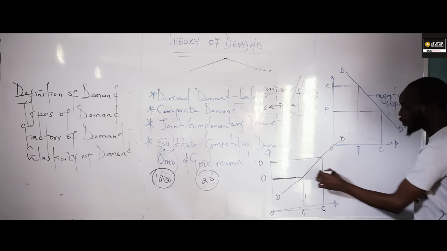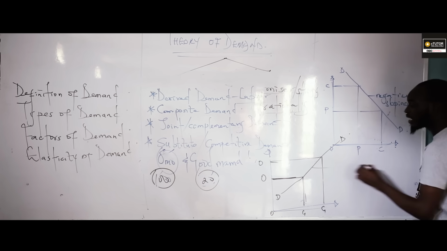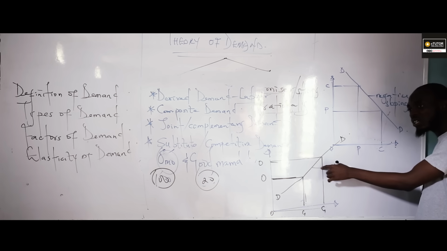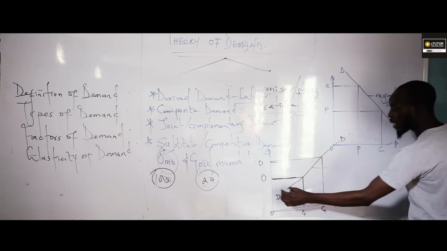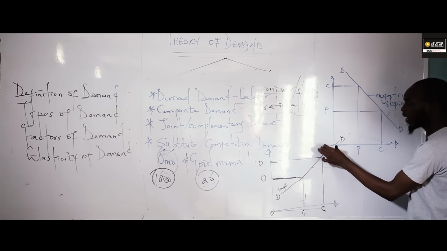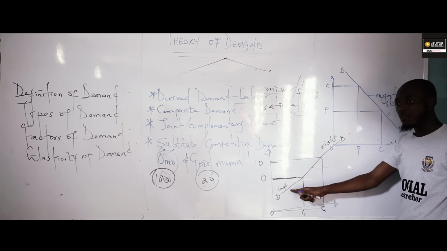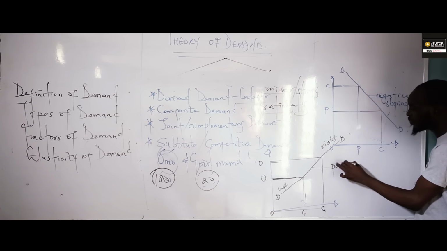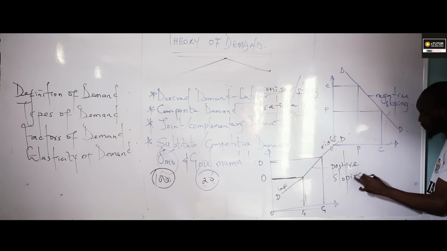So this kind of curve, if they ask you about substitute or competitive demand, what kind of slope is this? It is positive sloping. It slopes upward from left to right. This is our left, this is our right. It slopes upward from left to right, and it is positive sloping.